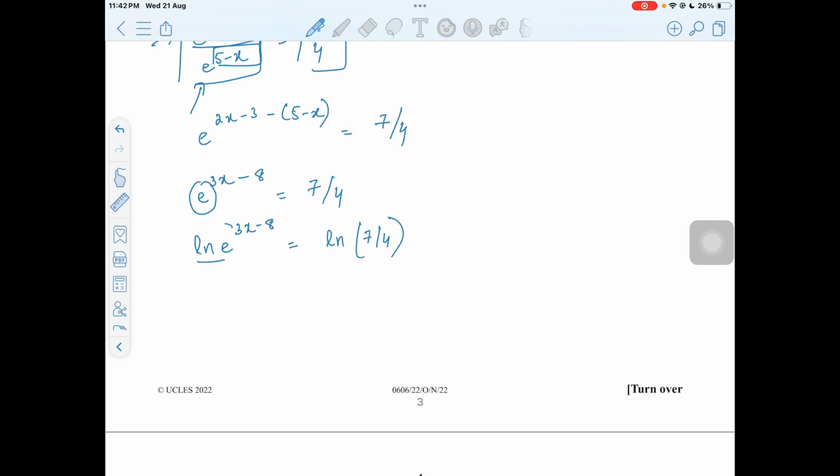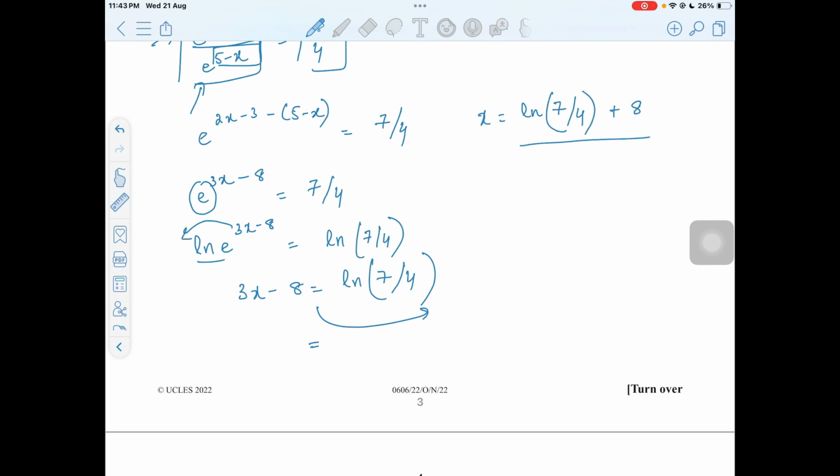Now if we have ln e, the power comes down, which will be 3x minus 8. If we solve ln 7 over 4, we can solve the ln 7 over 4, or we can write this as it is. We'll add 8 over there and then divide it, right? So this would be x equals ln 7 over 4 plus 8, and this whole is divided by 3 to get our x. And if we solve this using the calculator, we get the answer as 2.85.